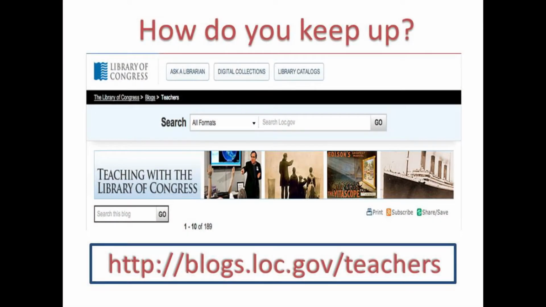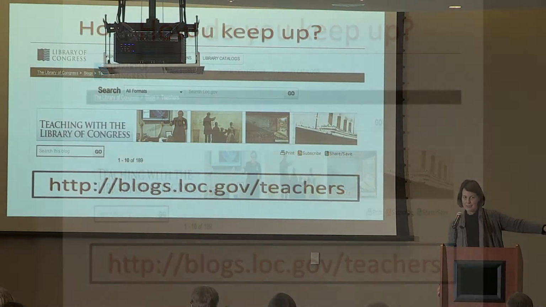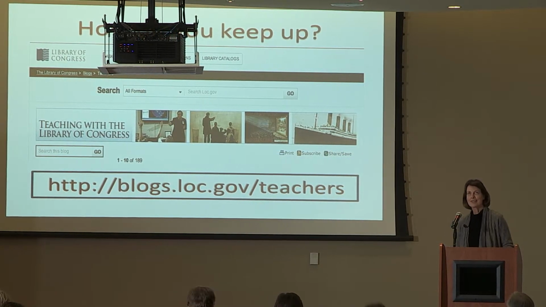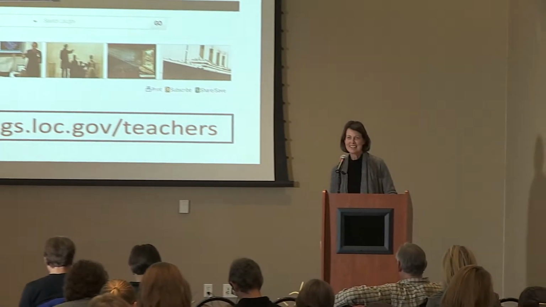But how do I find out this stuff? I find out this stuff because I follow their blog. I've got the blog address here at the bottom of the screen, blogs.loc.gov, and the one for teachers, because there are a bunch of others, ends with teachers. This is where they announce all of their kind of ready for prime time services and tools that they have. Their blog is called Teaching with the Library of Congress, and I highly recommend it. So that's where I learned about the Interactive Primary Source Analysis tool. And I'm going to show you how to get to it.